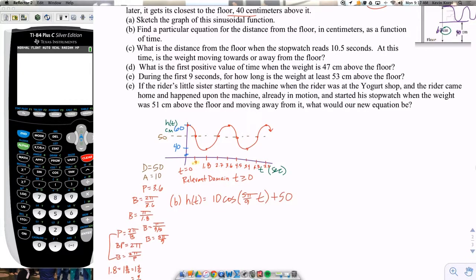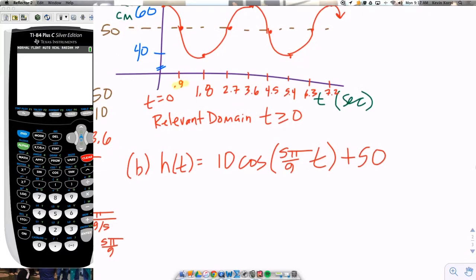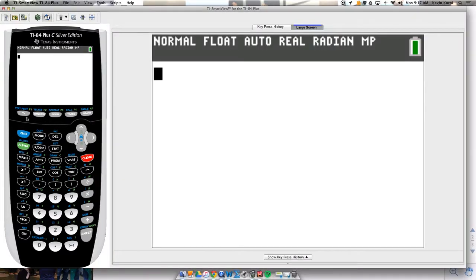Okay, now that we have the equation, what are we going to do? Well, we're going to answer questions. What is the distance from the floor when the stopwatch reads 10.5 seconds? At this time, is the weight moving up or down? So at 10.5 seconds, is that a t value or an h value? T. So what you'd have to show me on the test is h of 10.5. And there's no converting because we're measuring time in seconds. So once you put h of 10.5 equals, I'm going to go to the calculator now.